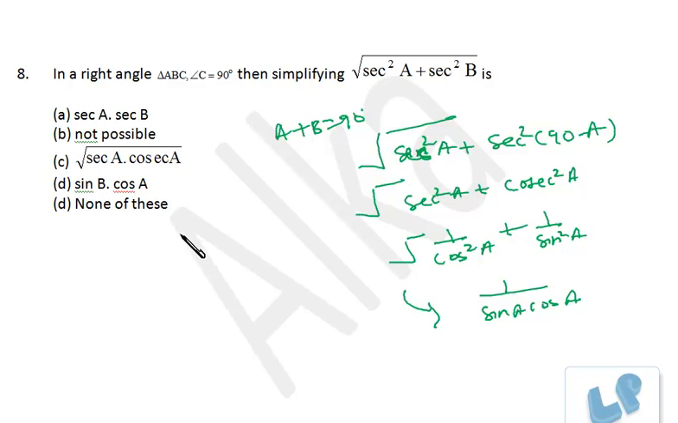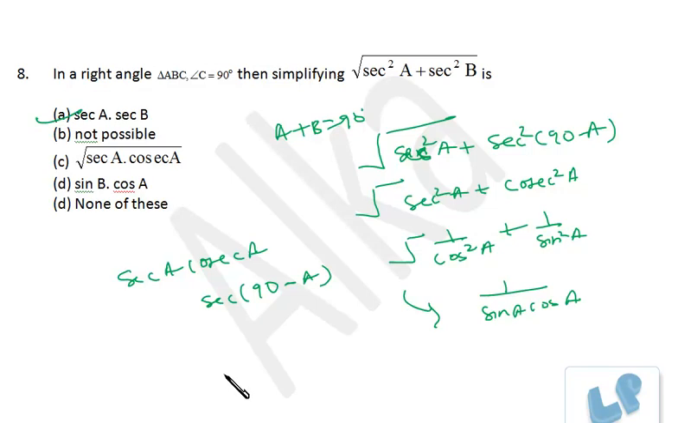But we don't have an option like this in sec and cosec. So cosec A can be written as sec 90 minus A. So 90 minus A is for the B. So sec A sec B. Okay, I hope you are clear.